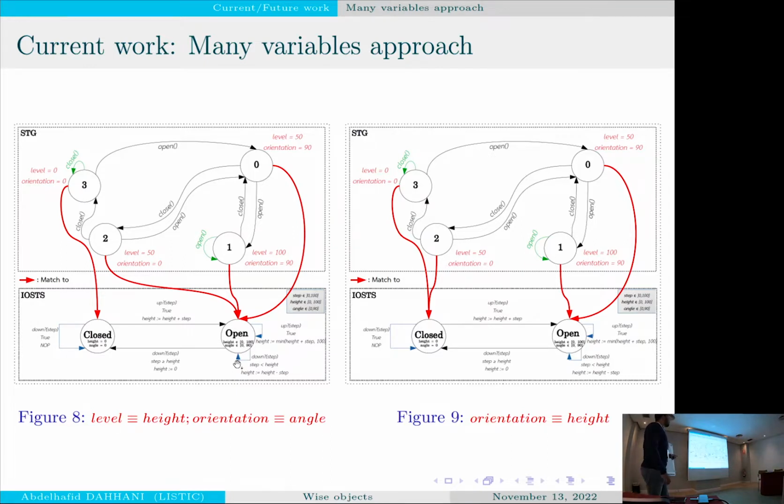Why do we have two matchings here? Because the algorithm found level is equivalent to height, because the domain of level, between 0 and 100, is in 0, 100. And orientation, which takes 0 and 90, is in the angle, because the angle here in the IOS test is between 0 and 90. And this is okay, this is correct for the machine.